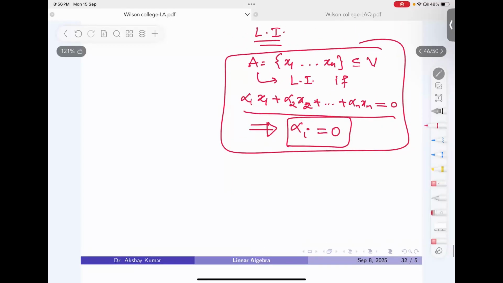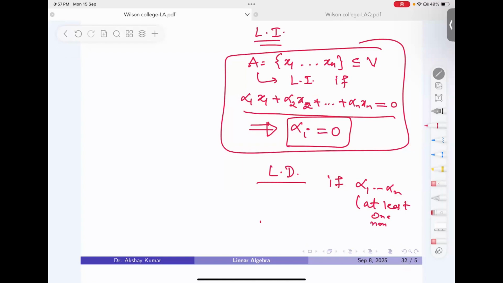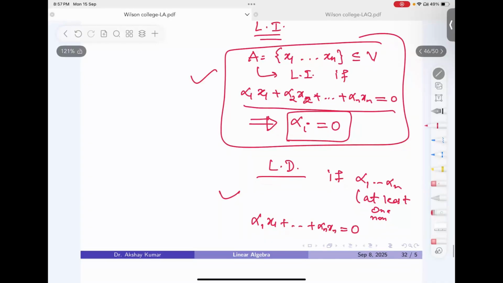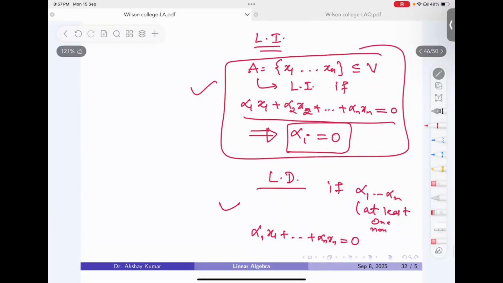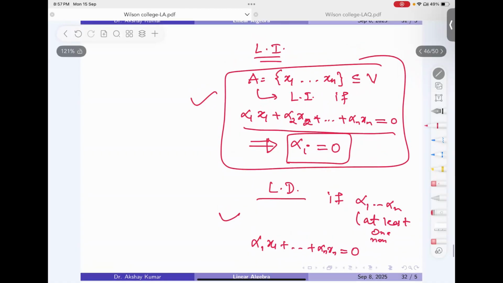And if you write linearly dependent, a set is said to be linearly dependent if you can find alpha_1, ..., alpha_n, at least one non-zero, such that alpha_1 x_1 plus and so on, this linear combination, equals 0. This is linearly dependent, this is linearly independent. Right, maybe I made some mistake while defining those things, so I'm correcting them. Okay, if you have any questions, please feel free to ask.